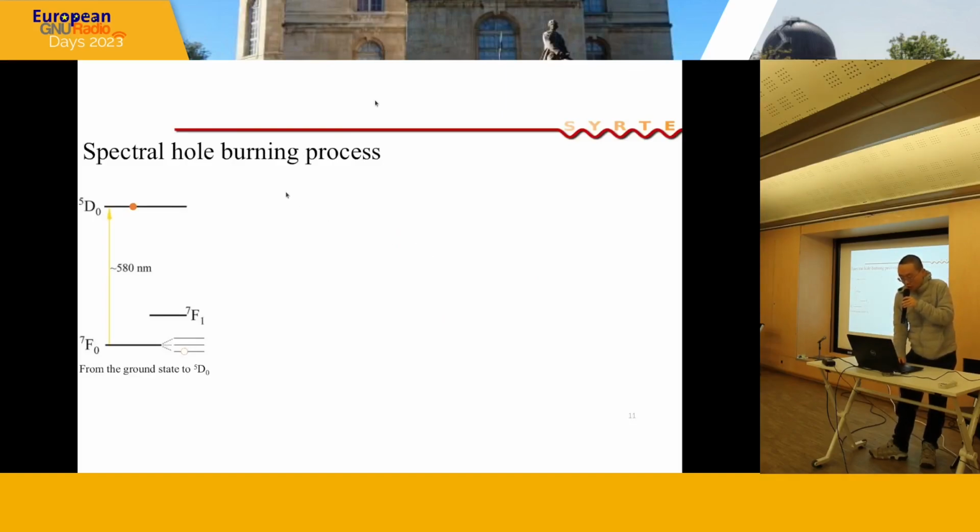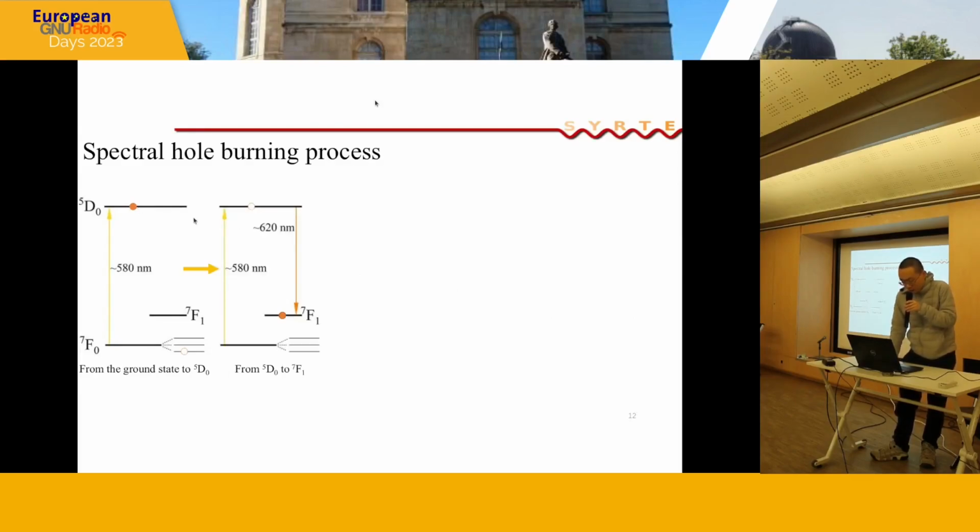And this is the spectrum hole burning process. At the beginning, most of the ions are lying in the ground state. Let me pick one of them out. The ground state is called the 7F0 energy level. We use a laser at about 580 nanometer to pump this ion up to this excited state, which is called 5D0.